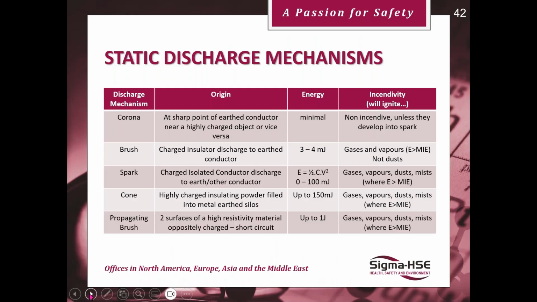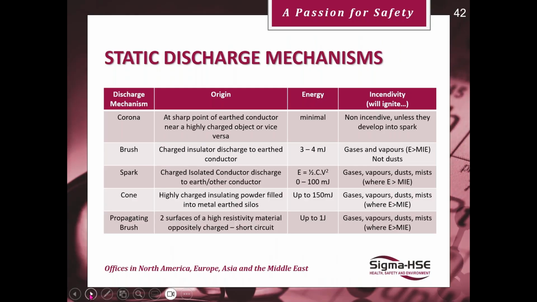You have cone discharges: highly charged insulating powder filled into metal earthed silos, up to about 150 millijoules, and they can ignite gases, vapors, dusts, and mists where the energy is above the MIE of the dust. The worst situation here is large granules of insulating powder with a fine dust cloud above it.